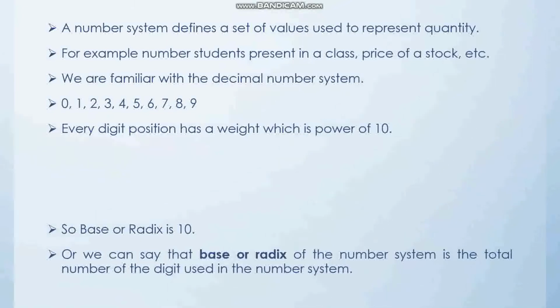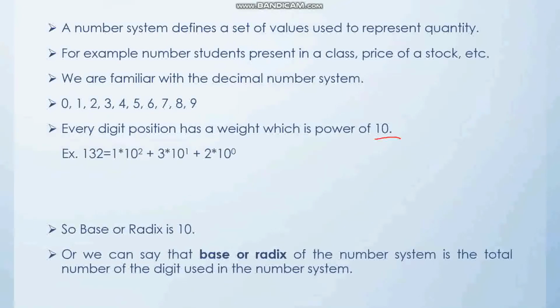We are familiar with the decimal number system, which includes 0, 1, 2, 3, 4, 5, 6, 7, 8, 9. There are 10 digits in the decimal number system, and every digit position has a weight which is a power of 10. Let's take one example.